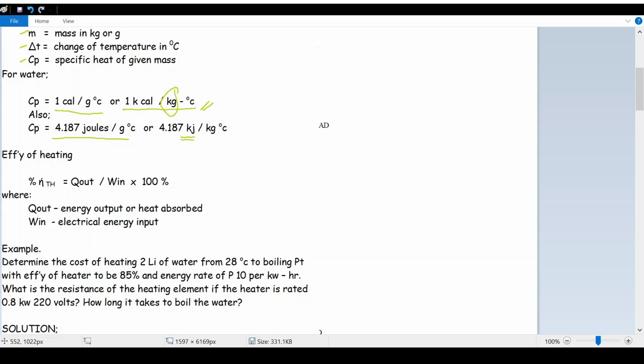Efficiency of heating is output energy over input energy. The input energy, or efficiency of heating, the input is the electrical energy, and the output is the heat absorbed of water.